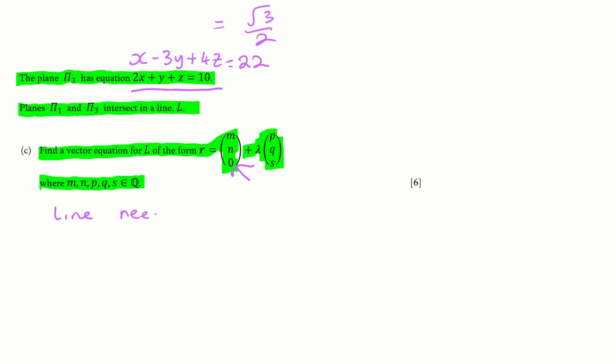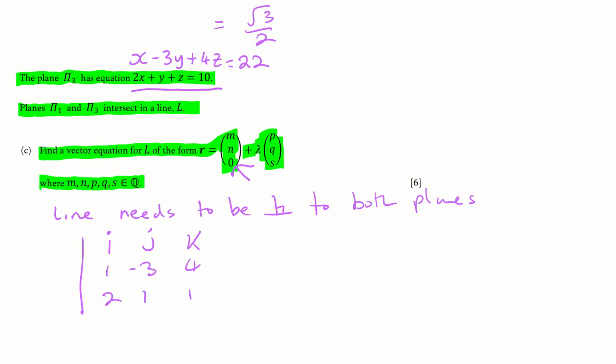The line needs to be perpendicular to both normals. And that means we're going to do another cross product. So we've got (1, -3, 4), (2, 1, 1). I'm not going to step all the way through this one. It turns out as (-7, 7, 7). So I am going to use (-1, 1, 1).